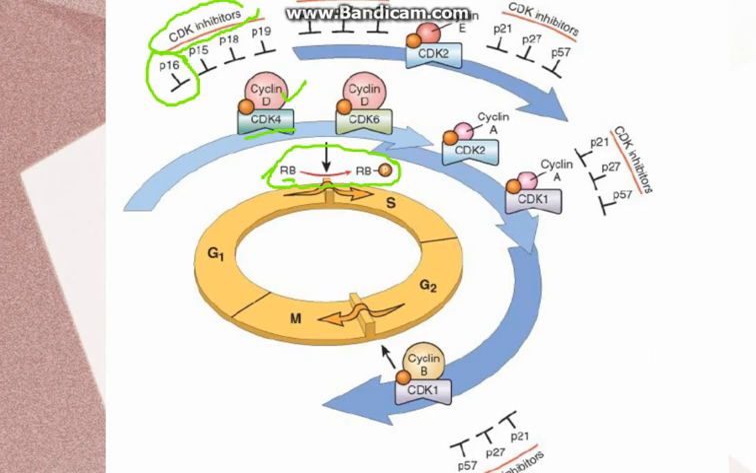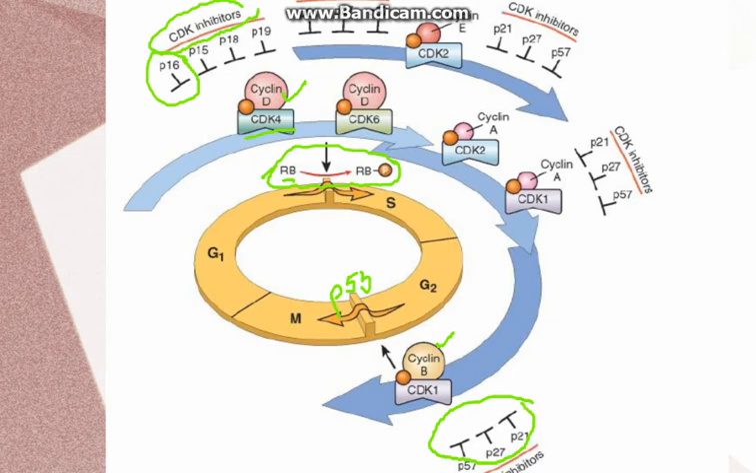The second was this checkpoint, G2 to M. Here a very important molecule is P53. Okay, this is a tumor suppressor gene. You must remember P53 is not a CDK inhibitor. This is a tumor suppressor gene, also known as the guardian of the genome. We will discuss this also along with the tumor suppressor genes. This checkpoint is also controlled by this. Okay, and here the inhibitors are these ones.